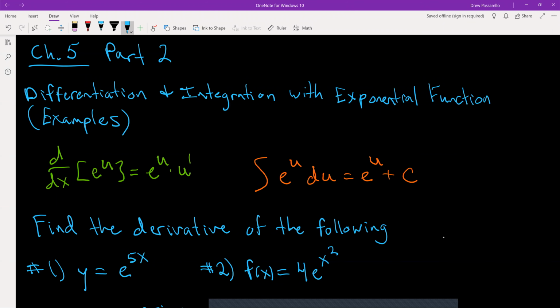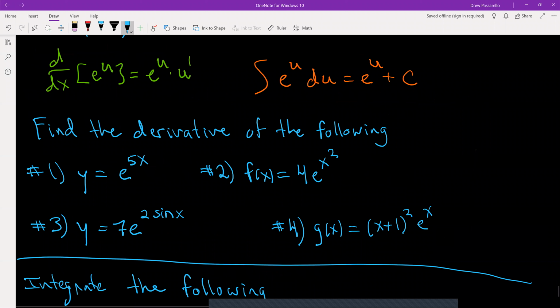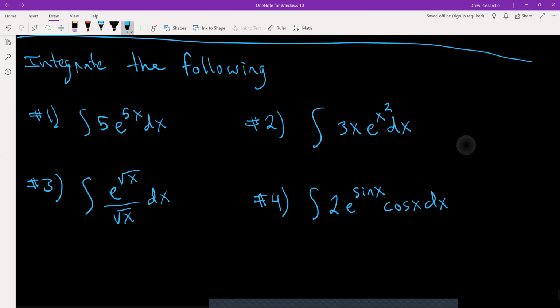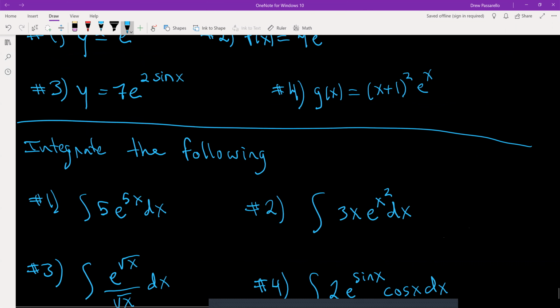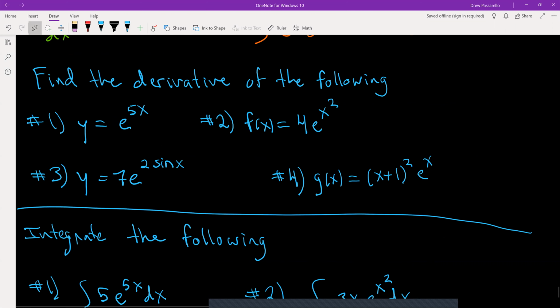And then integrating e to the u also becomes e to the u, plus your constant of integration. So I have these 4 examples where I'll find the derivative, and then these 4 examples where I'll integrate. So derivative examples.